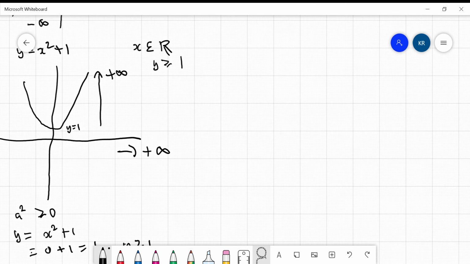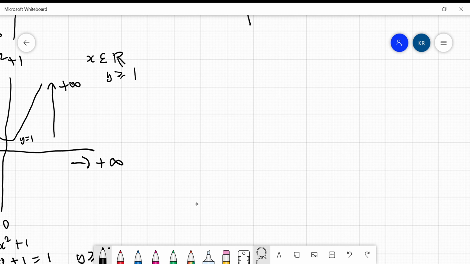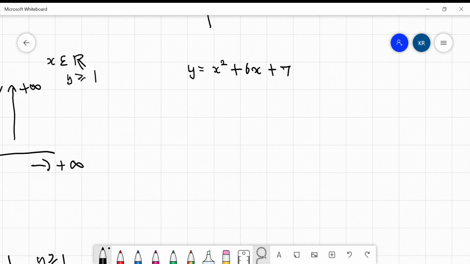Now let me do another example. Suppose you have a quadratic, y is equal to x squared plus 6x plus 7. How do you do this? So the first thing you do before you sketch is you complete the square. Oh yeah, the domain is x is a member of all real numbers. They haven't put any conditions on it.